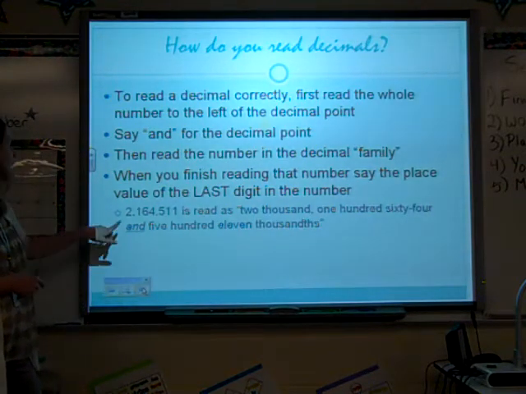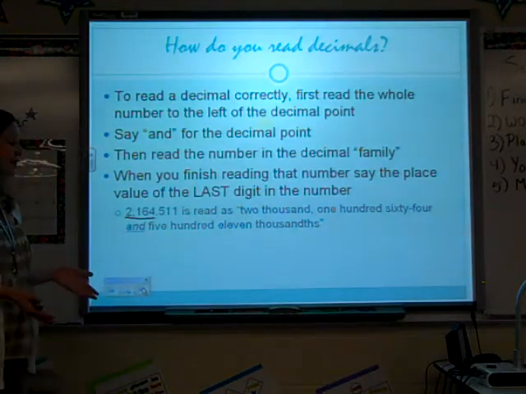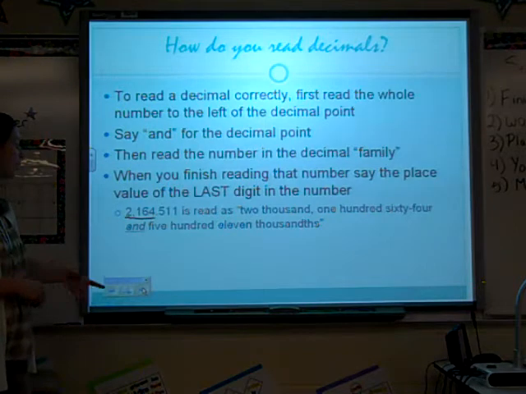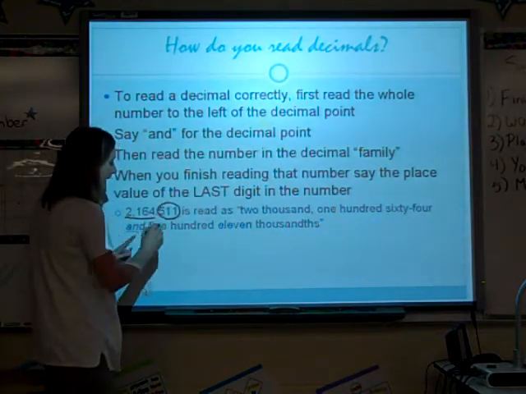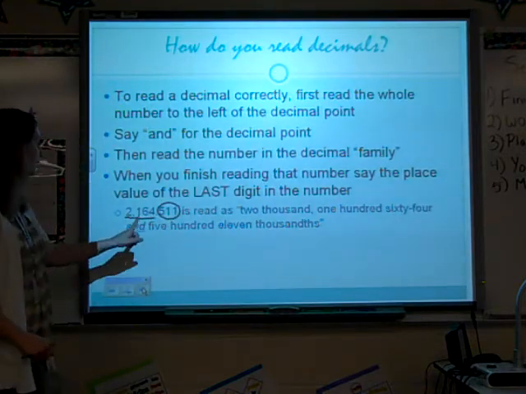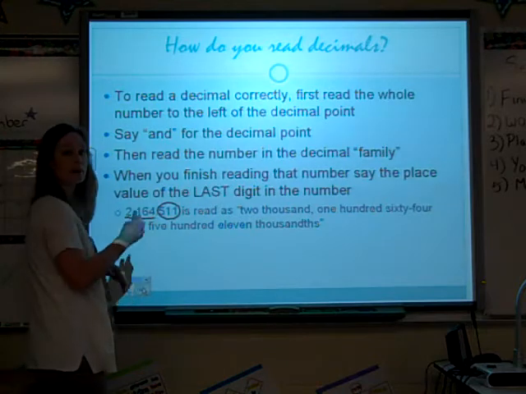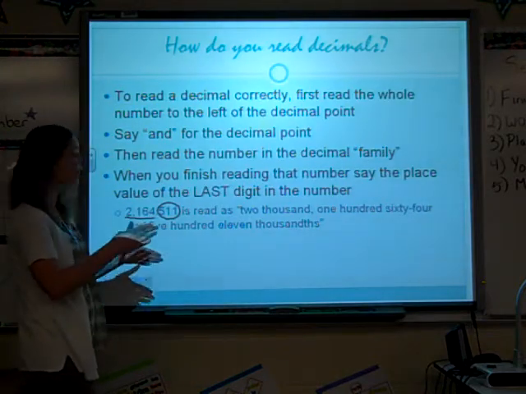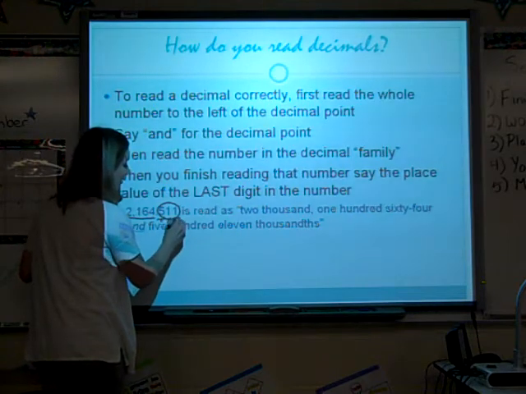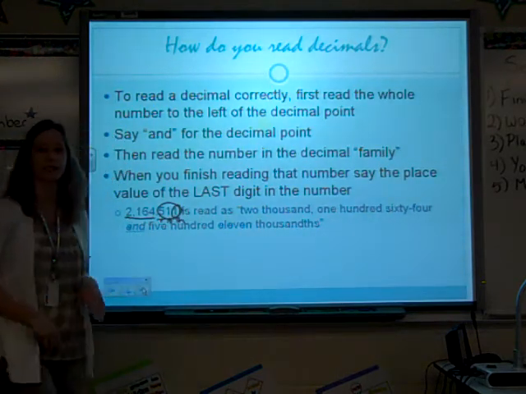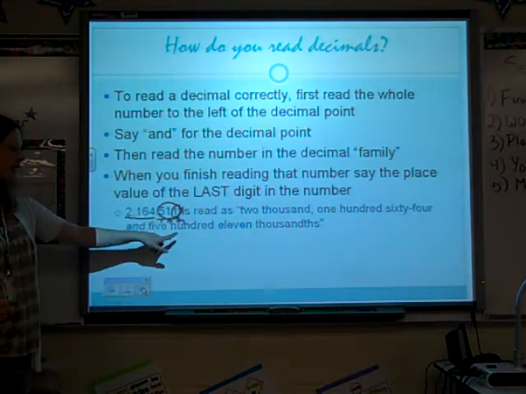So for example, I would read this number, the whole number first, and I read that like any other whole number, 2,164, and then I look at this decimal part, and that says 511. So I'm going to read that as 511 thousandths, because the last digit, and remember again, let's take it to the right of the decimal point. We've got tenths, hundredths, thousandths. So this last digit is in the thousandths place. So I have 2,164 and 511 thousandths.